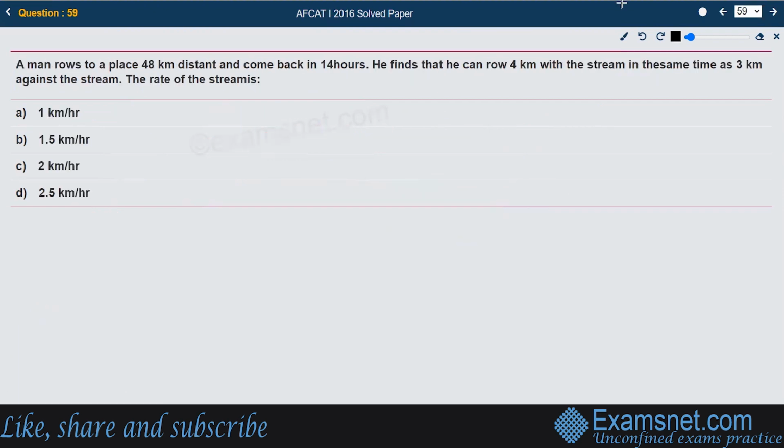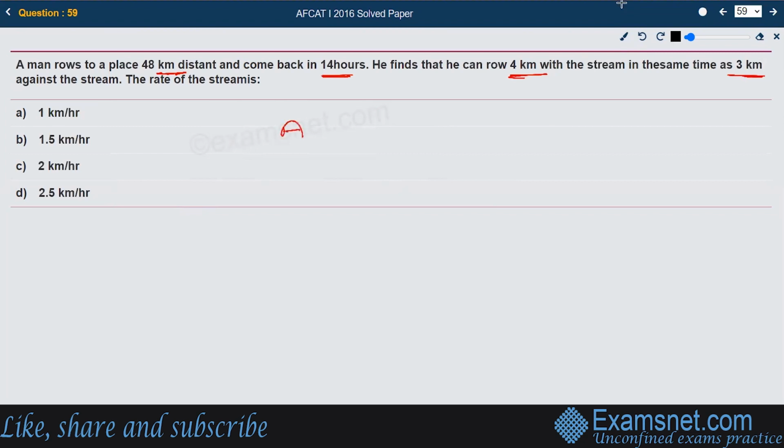59. The question says, a man rows to a place 48 kilometers distant and comes back in 14 hours. He finds that he can row 4 kilometers with the stream in the same time as 3 kilometers against the stream. Okay, this is the situation given. So let us find out.